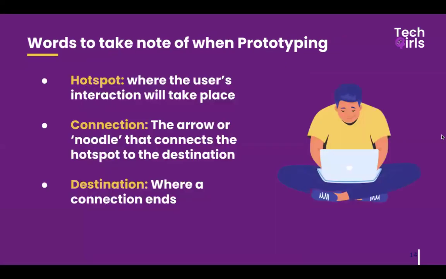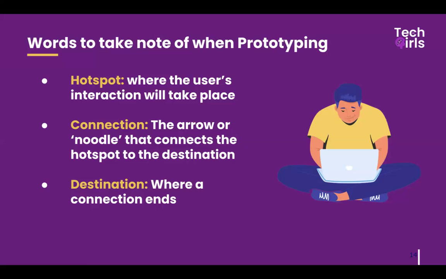So what should you take note of when prototyping? The first one is hotspots. That's where the user's interaction will take place. The hotspot is where you're going to see a circle with a plus in it. That's what will help you drag it to the other screen, and connect screens together.